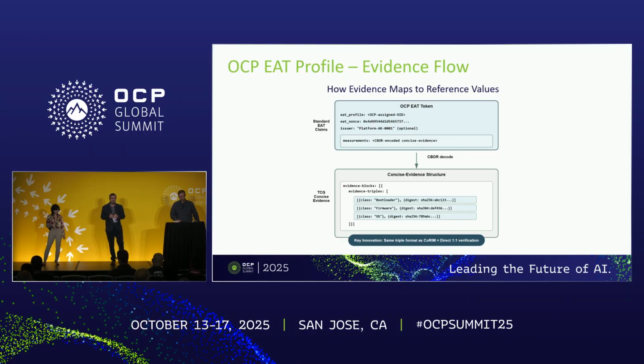In our profile, our measurement is encapsulating the concise evidence. And the concise evidence, as we can see in the data structure here, has a class, so an environment map, which has, for example, bootloader, firmware, operating system. And then in the same structure there are the actual measurements, which can be digest, SVN, firmware version, and whatever other things will make sense to describe the security posture of the particular component.